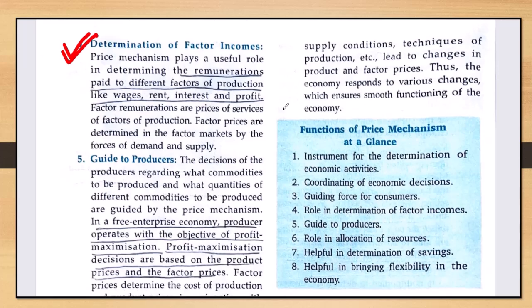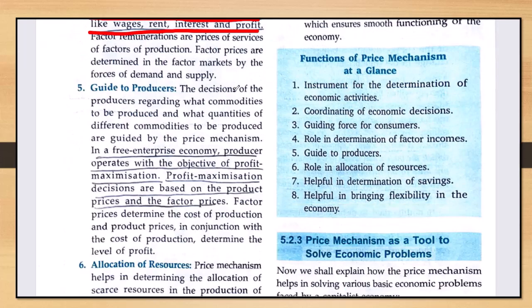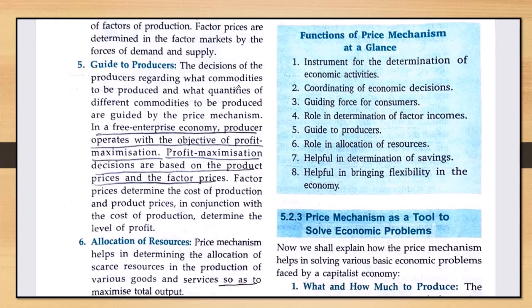Determination of factor incomes. Thus, the price mechanism helps in determining the remunerations paid to different factors of production, like wages, rent, interest, and profit, depending on the supply and the demand of that particular factor.